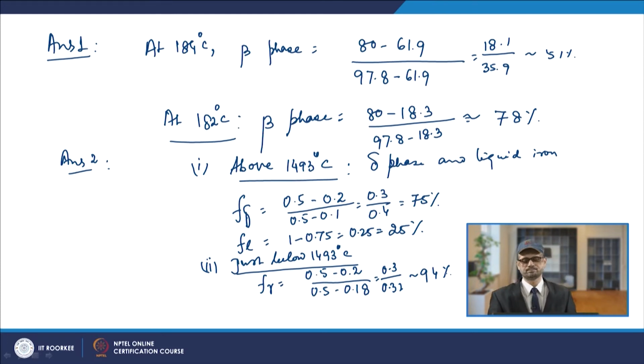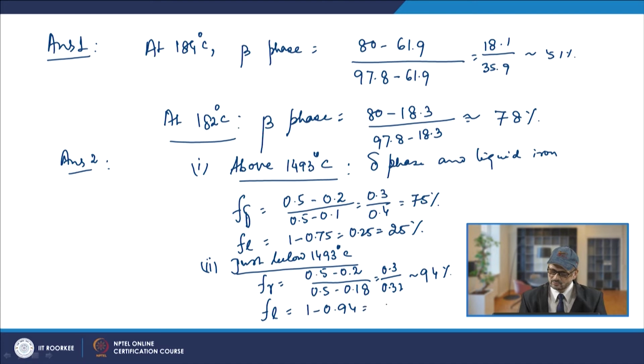Okay. So, that is how you are getting the fraction of gamma. Then, if you take the next phase, that is liquid only. So, the liquid fraction will be the rest, that is 1 minus 0.94. So, it will be 6%. So, just below 1493 degree centigrade, you have 94% of gamma and 6% of liquid.